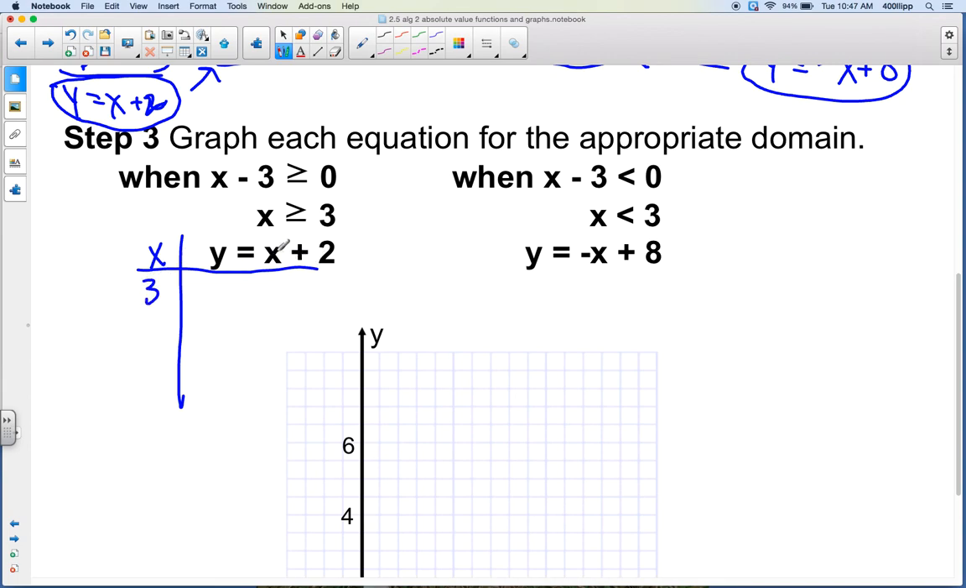Plugging in 3. 3 plus 2 is 5. Okay, I can also plug in 4. 4 plus 2 is 6. Plug in 5. 5 plus 2 is 7. Okay. Now I can plug in values here as well.